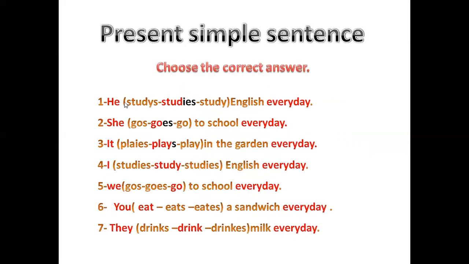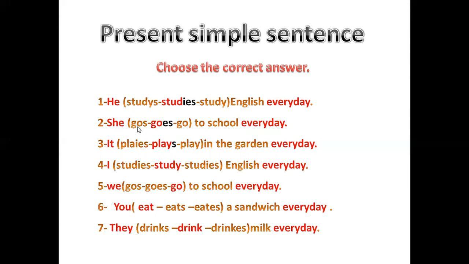This is an exercise. He studies with YS, or studies with IES, or study English every day. We have the subject he, and we have present simple, the time word every day. So which one is the correct answer? We will see later. She goes with only S, or goes with ES, or go without any ending, with the pronoun she. Which one is correct? Of course, I know that you know the correct answer, because with she, we put es at the end of the verb.